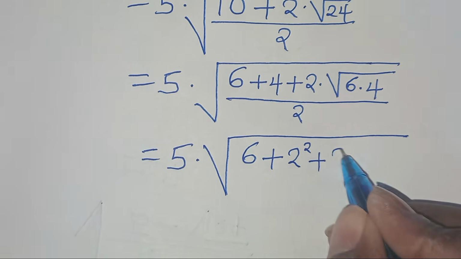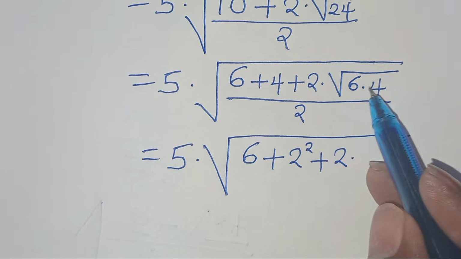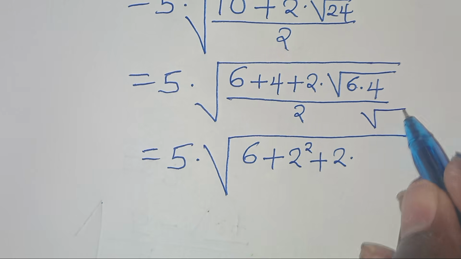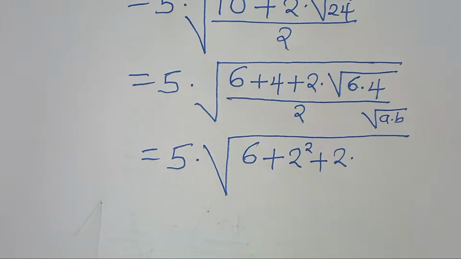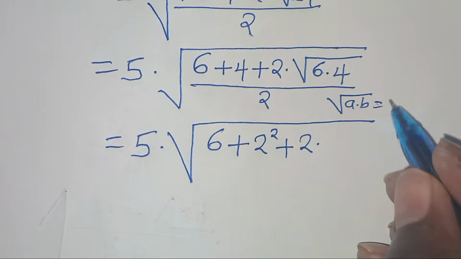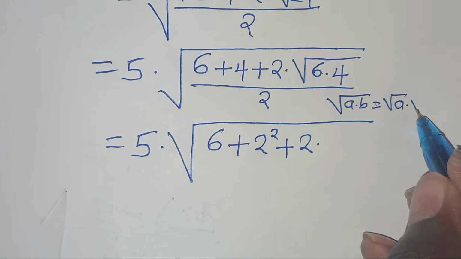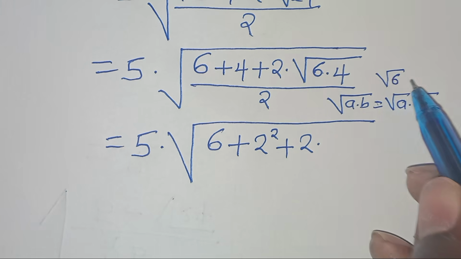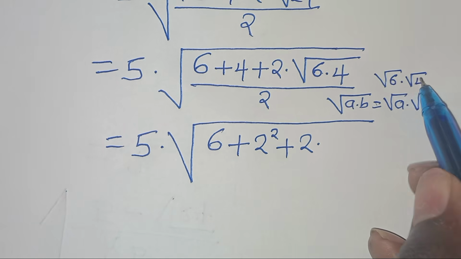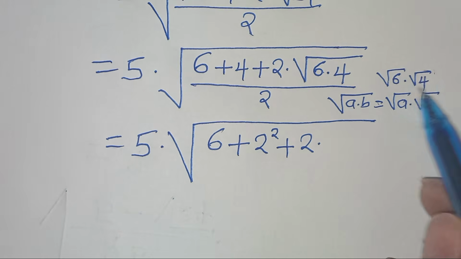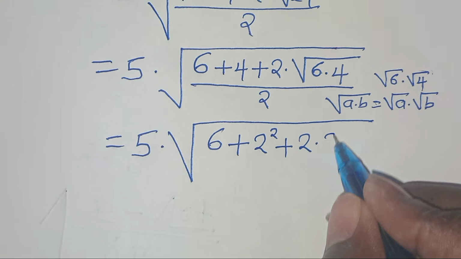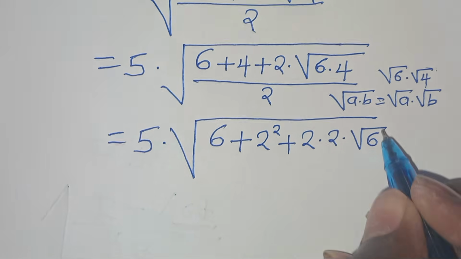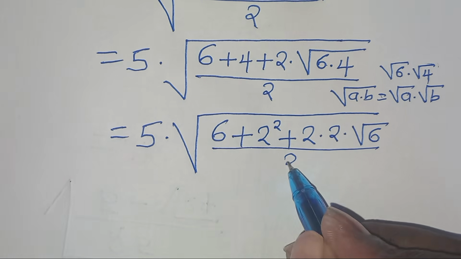then plus 2 times root 6 times 4. This is of the form root a multiplied by b, which we can express as root a multiplied by root b. So in this case, we have root 6 multiplied by root 4. So we have that the square root of 4 is the same thing as 2 multiplied by root 6, then divided by 2.